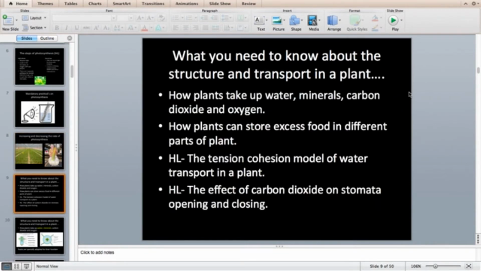Now, structure and transport in a plant. If you want to stop the video here and have a little read of the different parts that you need to know from this, that's okay. And test yourself, that's okay. Let's go through them.